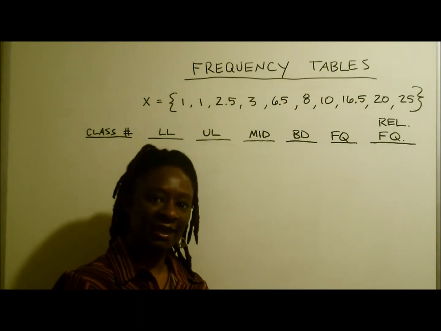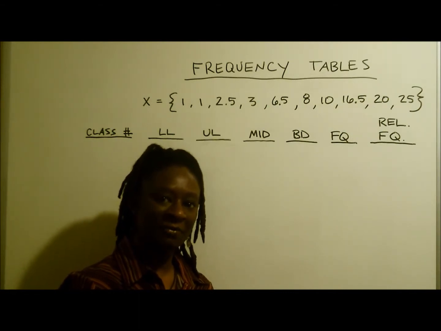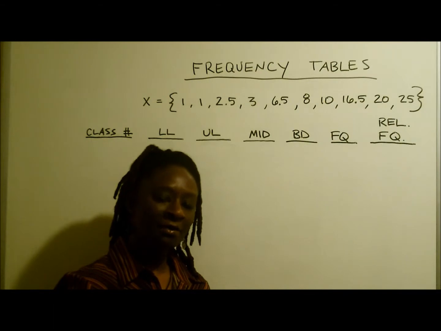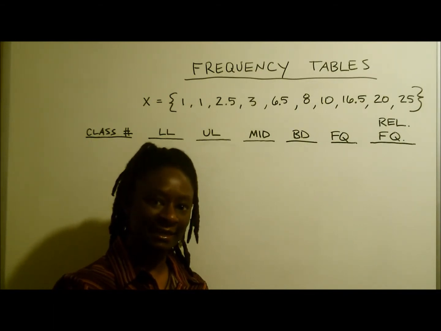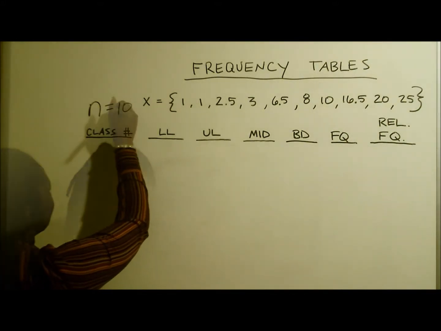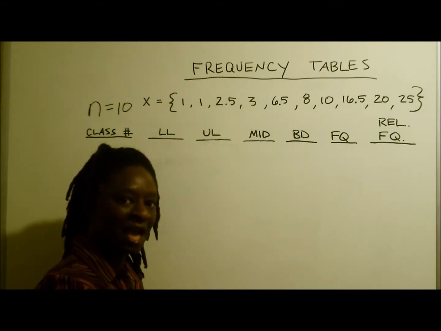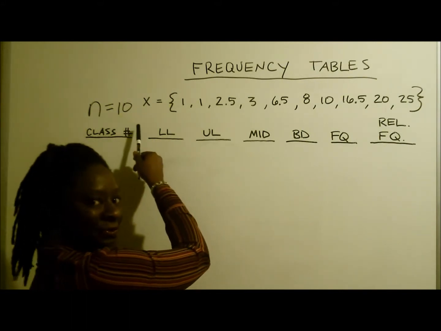I took a survey of students at my college to see how many miles they lived away from campus. So what then is my sample size? Well, since I took a survey of 10 students, my sample size is 10. The sample size is signified by n. So n equals 10.